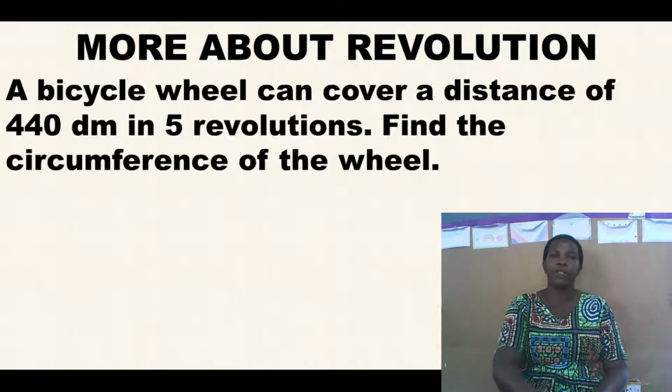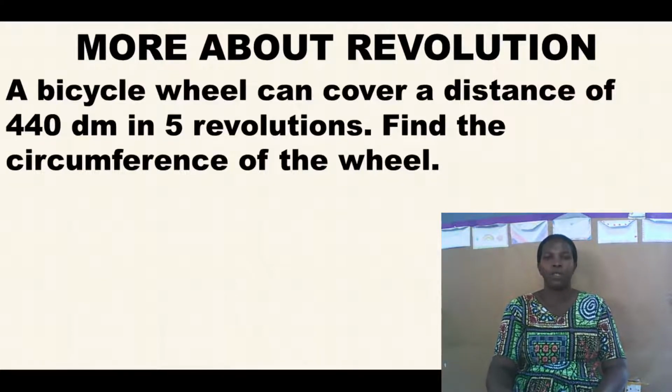Basing on what the previous teacher taught you, here we are. We want to look at this lesson, which is more about revolution. We shall look at example 1. A bicycle wheel can cover a distance of 440 decimeters in 5 revolutions. Find the circumference of the wheel.